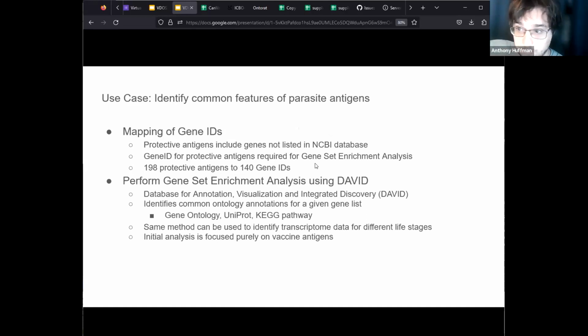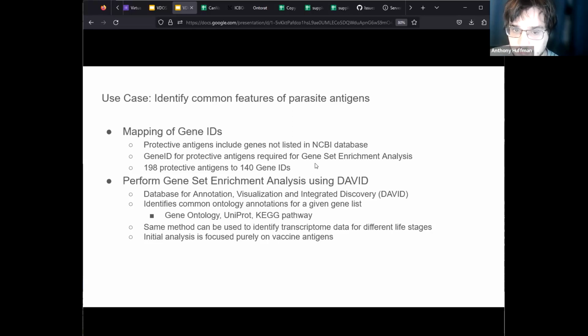So once we've made all these updates on the ontology, I also want to focus on the use case, which is trying to identify some common features found within these parasite antigens. After mapping the different protective antigens that we've included, we ran into a slight snag in that some of them weren't recognized as having valid gene IDs, which meant that for our next part of the analysis, we went down from 198 protective antigens to 140 gene IDs.